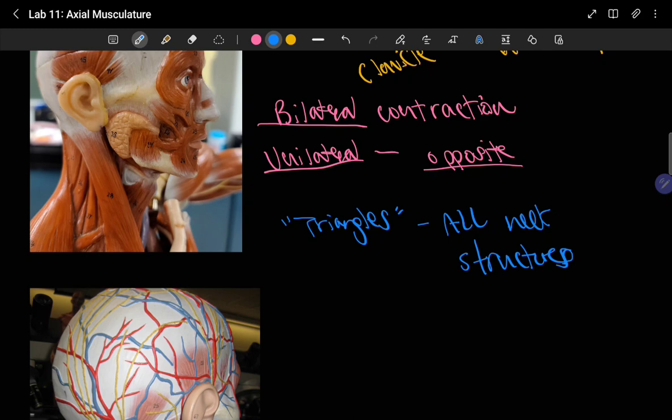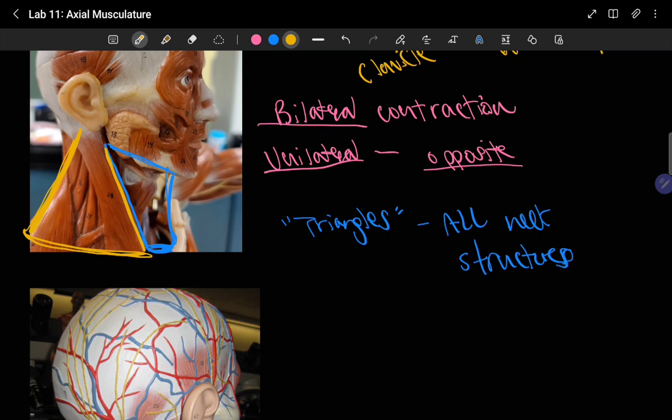So the anterior triangle is bordered by, number 1, our mandible, number 2, our sternocleidomastoid, and then number 3, our clavicle, which is going to be that most inferior border. So they're going to make that rough triangle shape. Posterior triangle, again, we have that sternocleidomastoid border, number 1, trapezius on the other side, and then inferiorly we'll have that clavicle again, making that rough triangle shape.